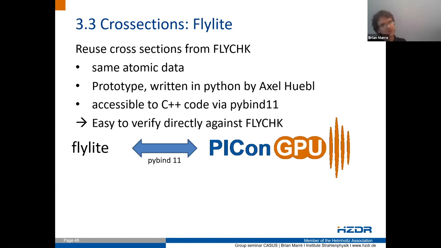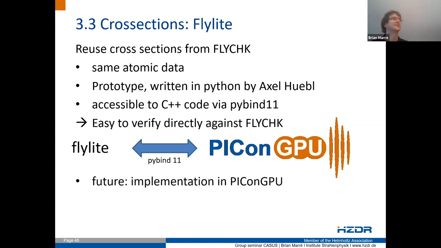What remains is, of course, the cross-section calculation. In this specific case, I'm reusing a prototype which was written by Axel Hübel. This prototype, in essence, takes the formulas out of FLYCHK, an existing atomic physics and plasma simulation code, and uses the same basic atomic data sets, the same approximations, the same empirical formulas. He simply converted them into Python to make them more accessible, and I'm currently using them via a PyBind module, which allows me to query them from C++ code. That has the major advantage that we can easily check our code against FLYCHK, because both of them use the same basic atomic physics assumptions. So if the part I actually implemented is correct, they should at least give comparable results. But in the future, the idea is that we implement something like this directly in PIConGPU.